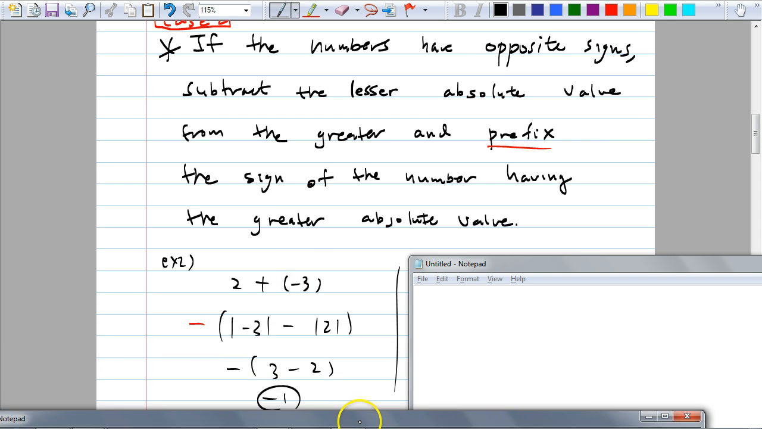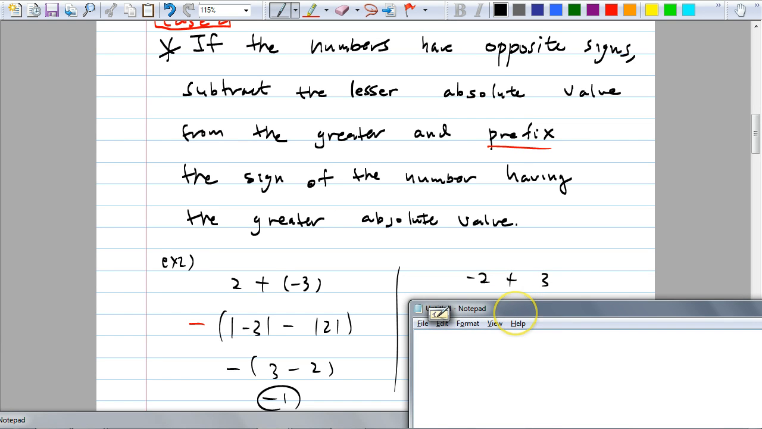In other words, we take the absolute value of each, and then we choose the sign of the one that has more. What do we have more of, negatives or positives? That's what we normally say, right? We have more negatives, so it becomes negative 1. Do you see what we're doing there? Okay. Same thing works for this.